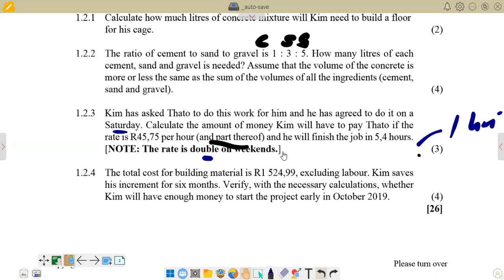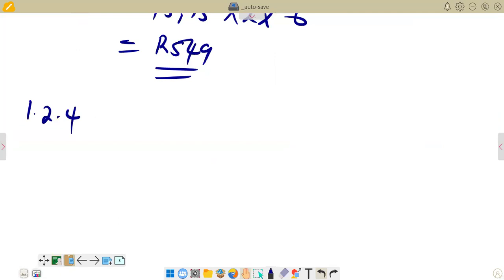Firstly, we have to calculate the figure for the total cost. To calculate the total cost, remember we are told that the total cost for building material is 1,524.99, excluding labor. Then the labor part is the one that we calculated in 1.2.3, where we were told to calculate the amount of money Kim will have to pay. So we are going to add the two, 1,524 rand 99 cents, and the one that we got in 1.2.3, and then we get the total cost. So here we are now saying total costs.